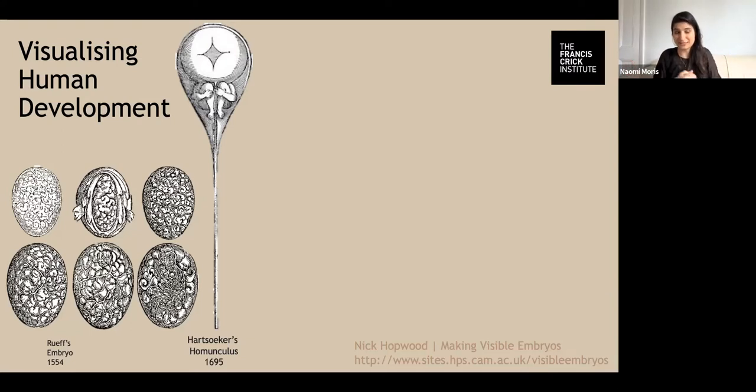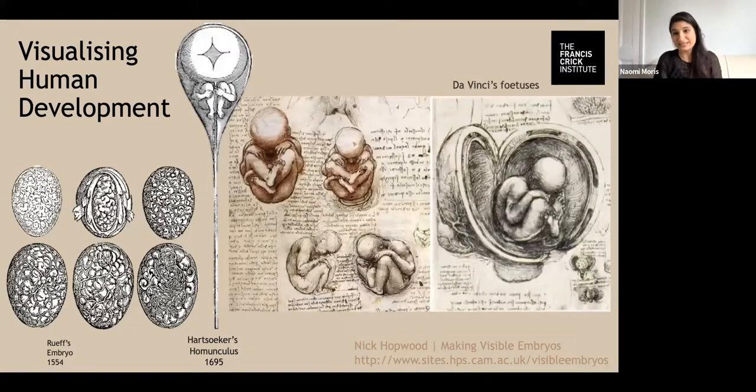And so the idea was that there was this predetermination inside the sperm of this form, already kind of scrunched up inside the sperm, that just then had to get bigger in development. And of course, another really famous example is Leonardo da Vinci's drawings of the fetus, which are obviously a lot more accurate than those ones.